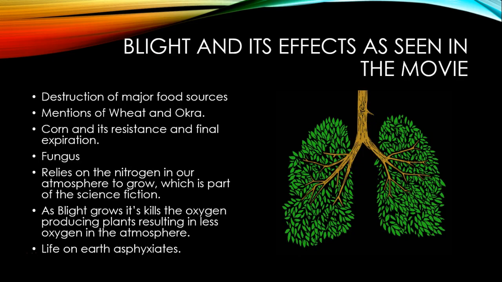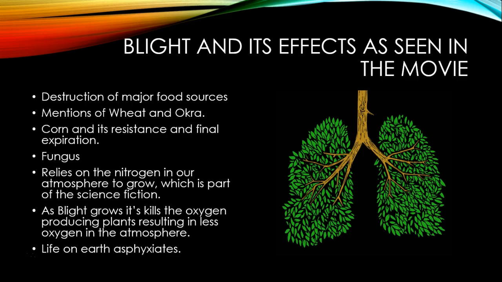So blight and its effects as seen in the movie. Blight has already destroyed all the major food sources or crops in order to sustain life on this planet. So people have been starving, they lost wheat, and I'm more sure they've lost other crops as well. There's talk about how one farmer said it was the last season that he would produce okra because of blight.